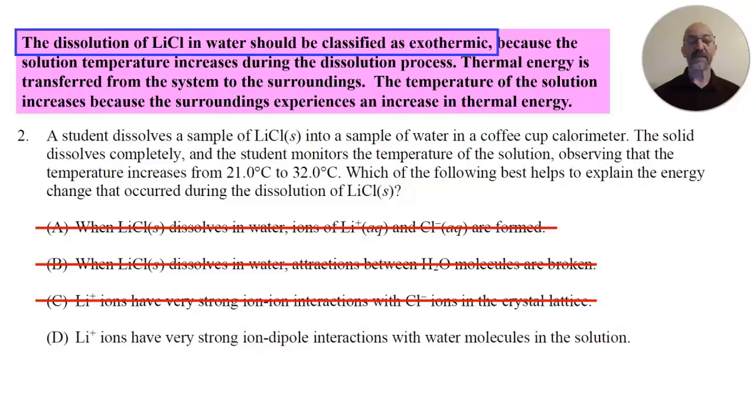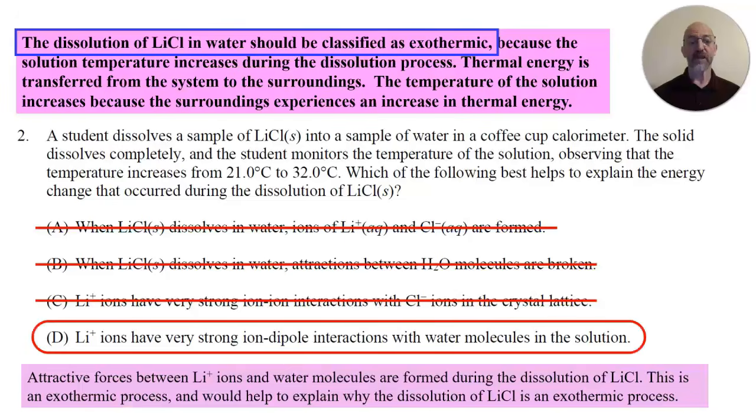So why is choice D the correct answer? Well, it talks about the ion-dipole interactions, so attractions between the ions and the polar water molecules. So the reason why choice D is the correct answer to question 2 is because attractive forces between lithium ions and water molecules are formed during the dissolution of lithium chloride. And forming attractive forces is an exothermic process, and this would best help to explain why the dissolution of lithium chloride is classified as an exothermic process. All right, well, hopefully that explanation makes sense.